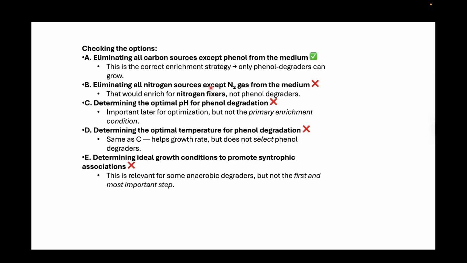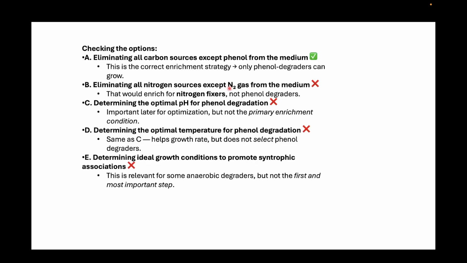Eliminating all nitrogen source except nitrogen, that would enrich for nitrogen fixers, not phenol degraders. This we saw in question number 5, in which we had a problem related to nitrogen and ammonia fixers. Option C, determining the optimal pH for phenol degradation, important later for optimization but not for selecting the bacteria. Once you select the bacteria, you can tweak the pH and the temperature and the chemical nature or the enzymatic activity of the bacteria for optimal phenol degradation.